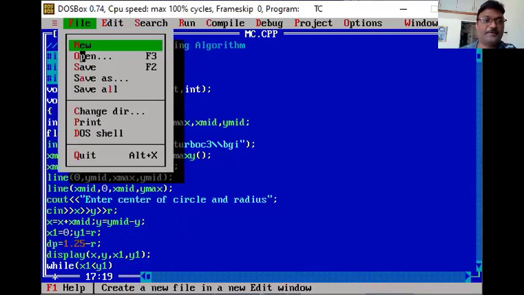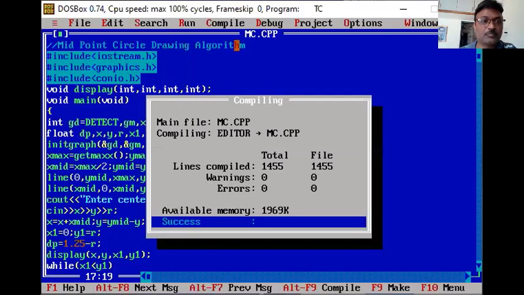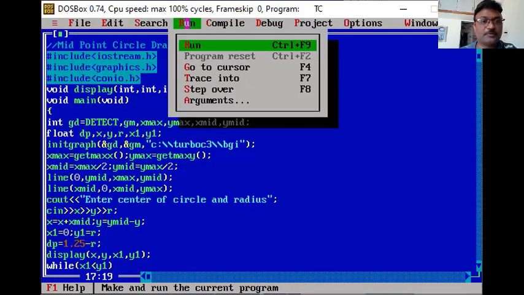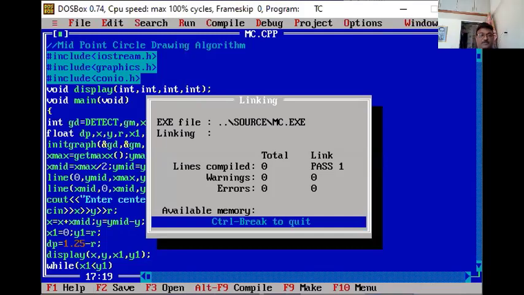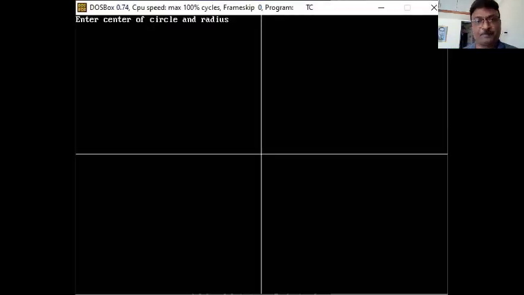Now again compile it. Again execute it, run it. So see, I have divided the screen into the 4 quadrants, and the user has the freedom to draw the circle in any quadrant that they choose. Suppose I have put minus 100, minus 100, so I go to my 3rd quadrant. This 40 is the radius.